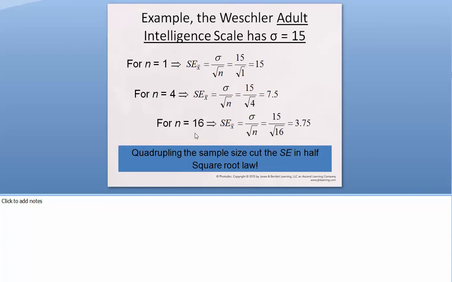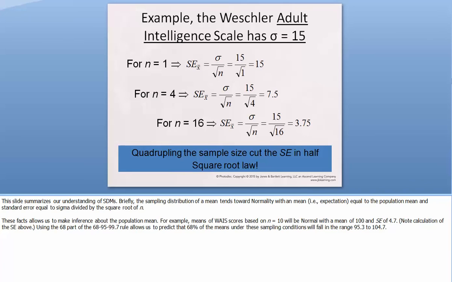For n equals 16, you will get 3.75. You can see that as you increase n, the standard deviation decreases. From n equal to 1 to n equal to 16, the standard deviation, or standard error of the mean, has decreased drastically, which is really good news. Okay, all right then. Let's go to the next.